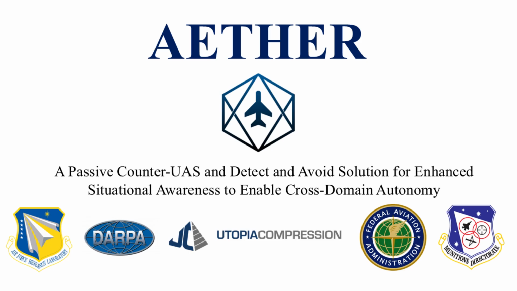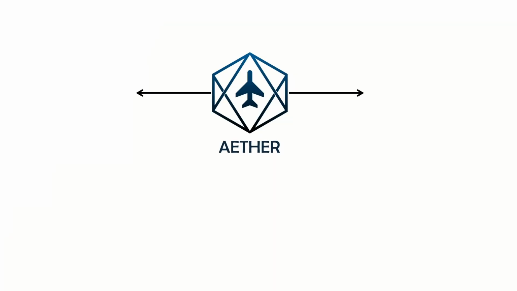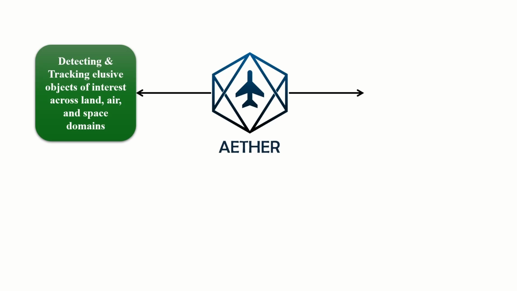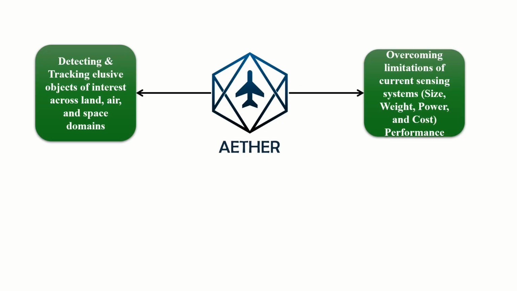Presenting Aether by Utopia Compression, a completely passive detection, tracking, and 3D pose estimation solution for tracking airborne objects as well as objects over land, surface of water, and in space for applications like Counter-UAS. Aether is designed to address two focus areas within DARPA-ERAS: detecting and tracking elusive objects across land, air, and space domains, and overcoming limitations of SWaP-C constraints.